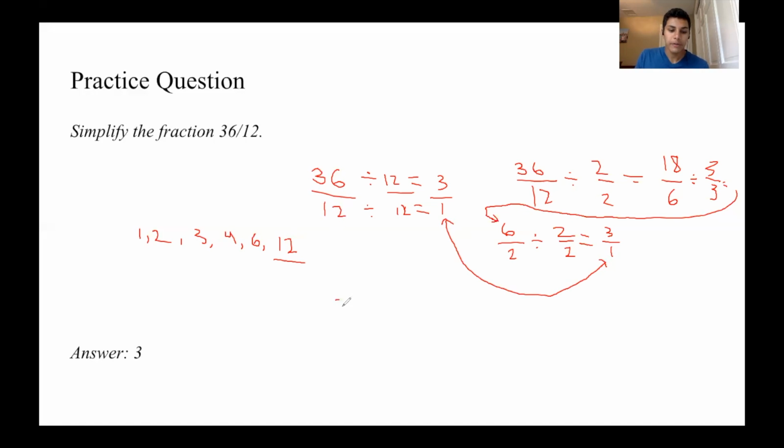So now that we have the fraction 3 over 1, you should recognize that any fraction with a denominator of 1 is a whole number. So 3 over 1 is actually just equal to 3. If I had 1,500,000 over 1, then it would be equal to 1,500,000. And in this case, since we had 3 over 1, our answer is going to be 3.